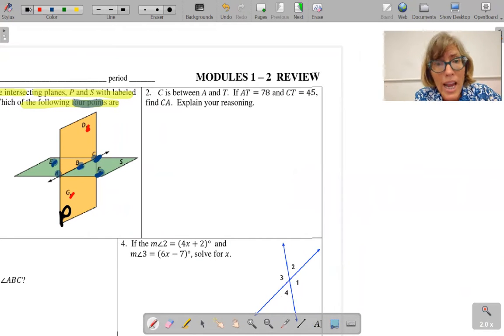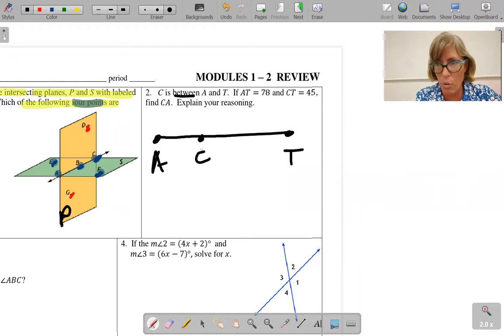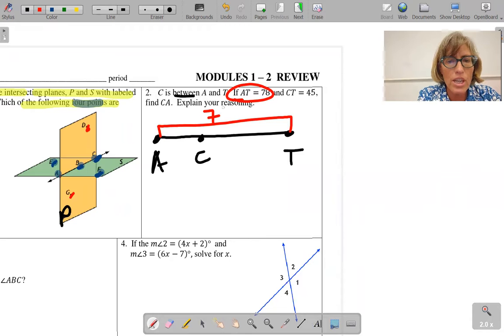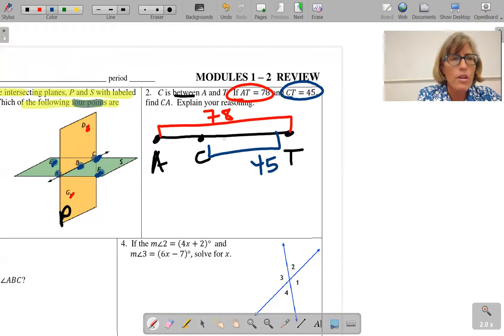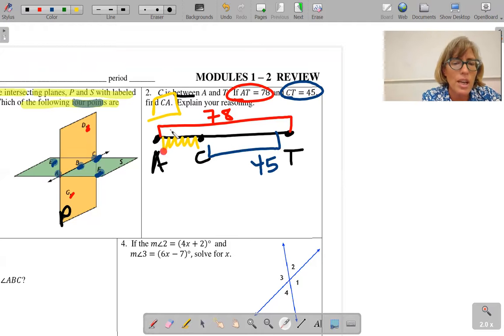Point C is between A and T. Very important, between does not mean midpoint. So offset it. Doesn't matter which way you offset it. We're going to draw it to scale here. We're told that A to T, colors really make this pop, is 78, and C to T is 45. It's asking what C to A is, and that's pretty self-explanatory. Excuse me, we're learning angles right now, not segments. This big segment minus this segment gets you that one.